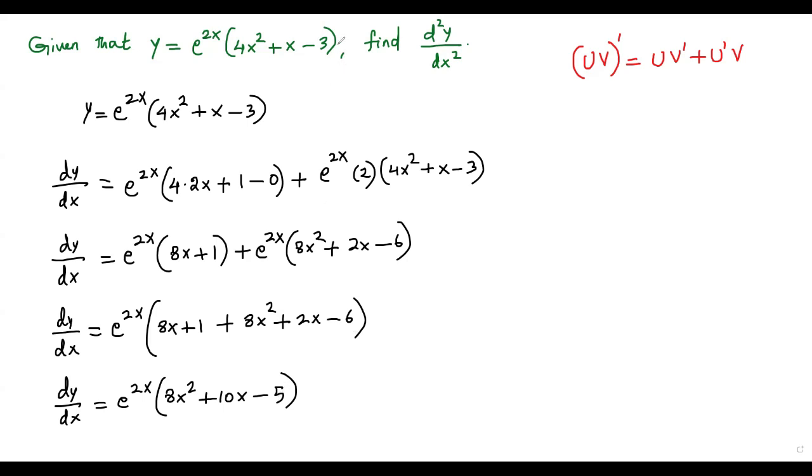But according to the question, we have to find the second order derivative. So again, we have to find the derivative of this result with respect to x. Okay, let me do that over here. The same thing, again, we have to use the product rule because we have a product of two quantities and both the quantities contain the variable. Okay, so let me write.